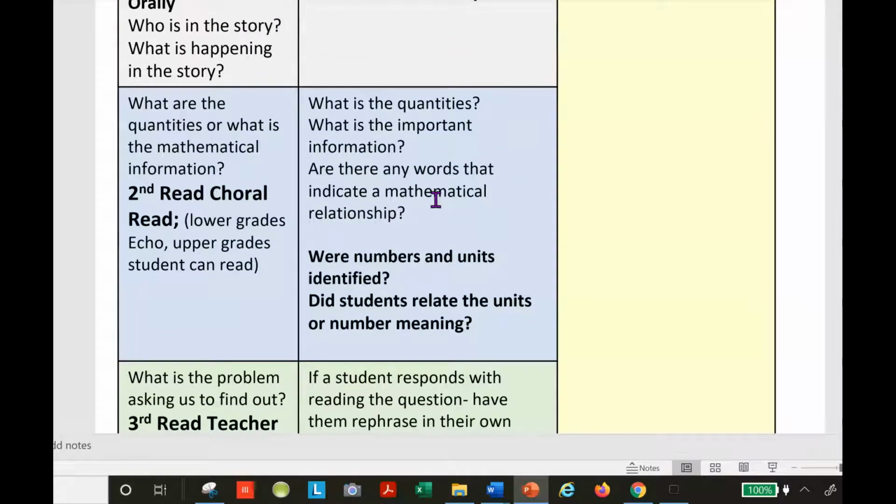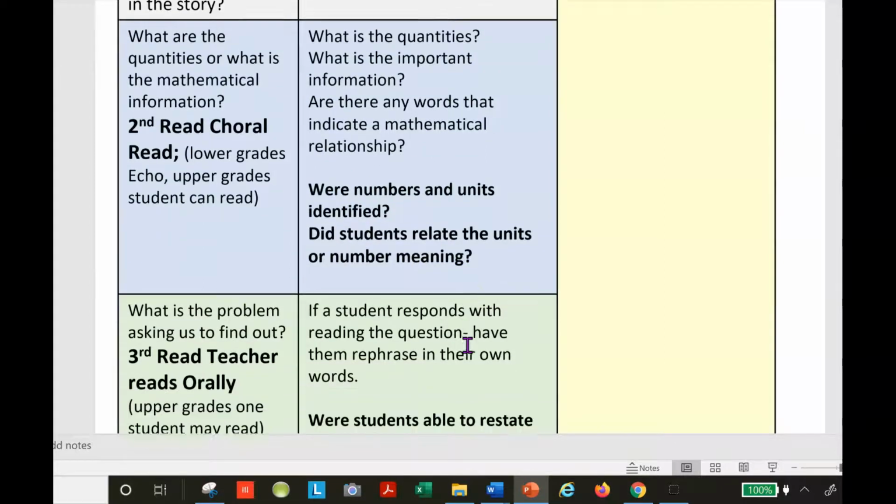The second read, again, focus on what I am about to hear, and then the teacher poses the questions. What are the quantities, the number information? And then, again, very important, are there any words that indicate a mathematical relationship? 2 friends, 3 notebooks, 10 inches. What were the numbers and units identified? Did students relate the units or the number meaning?